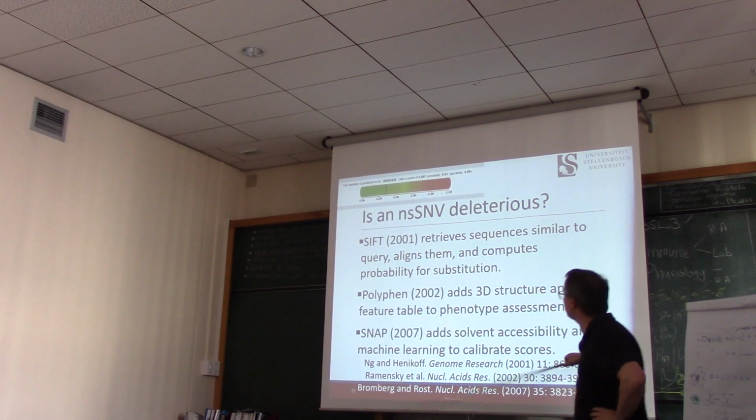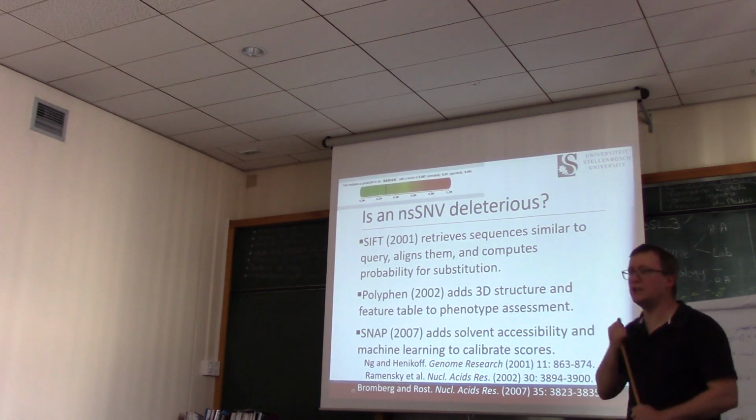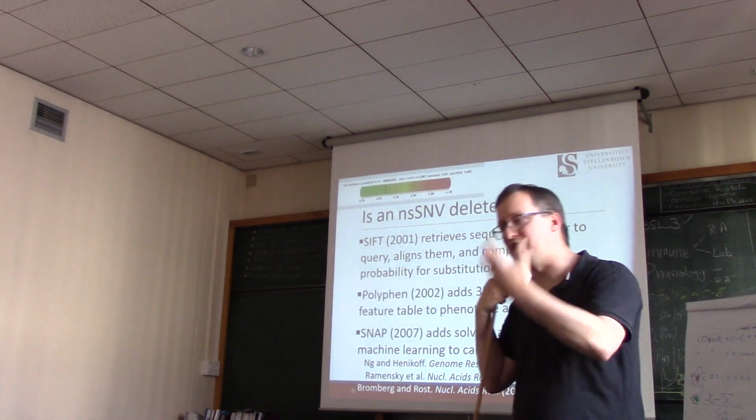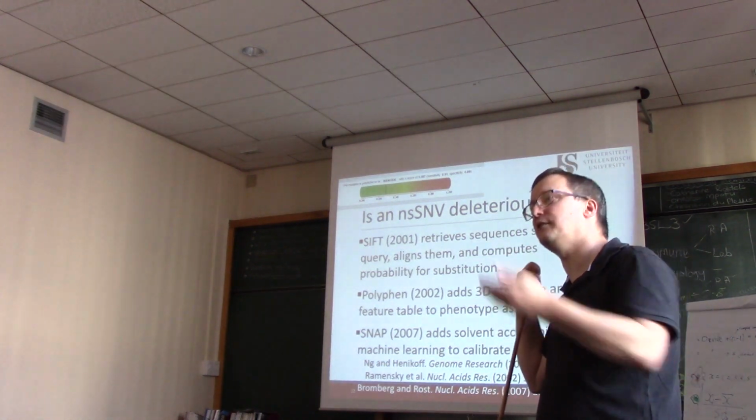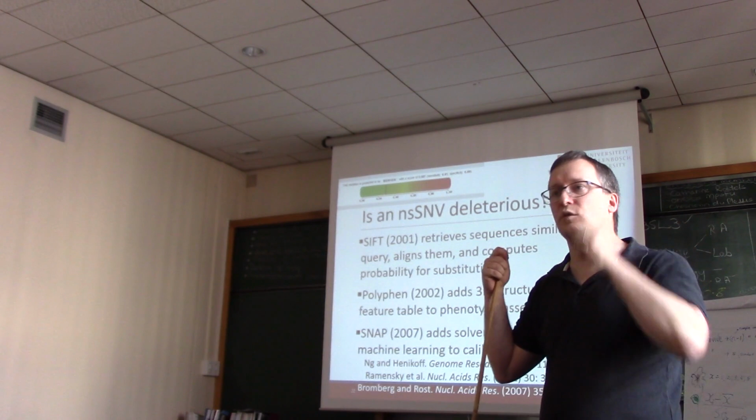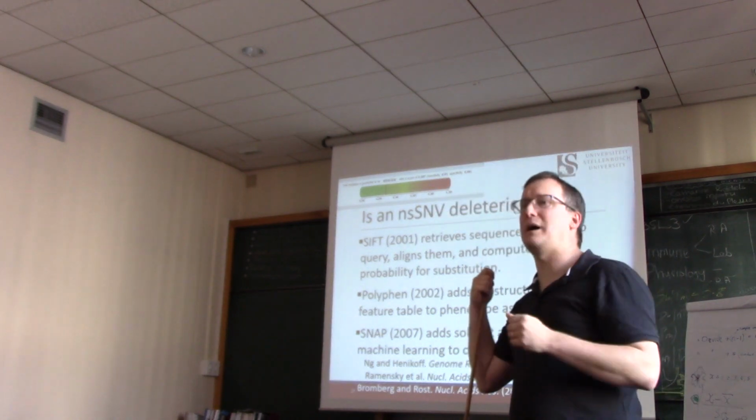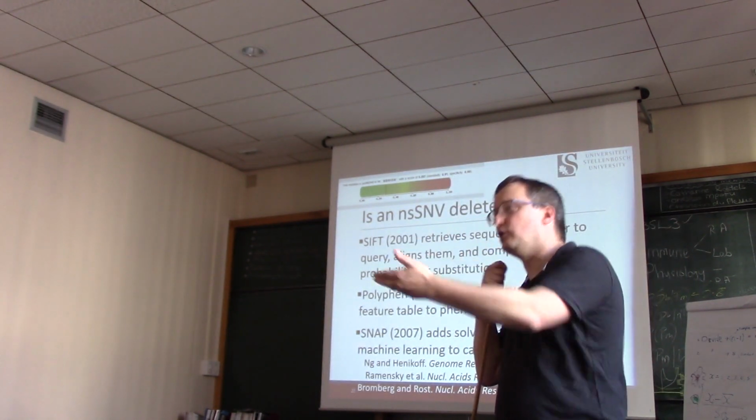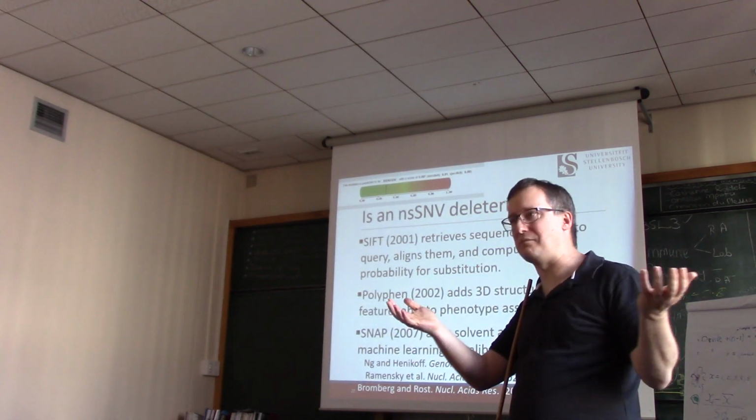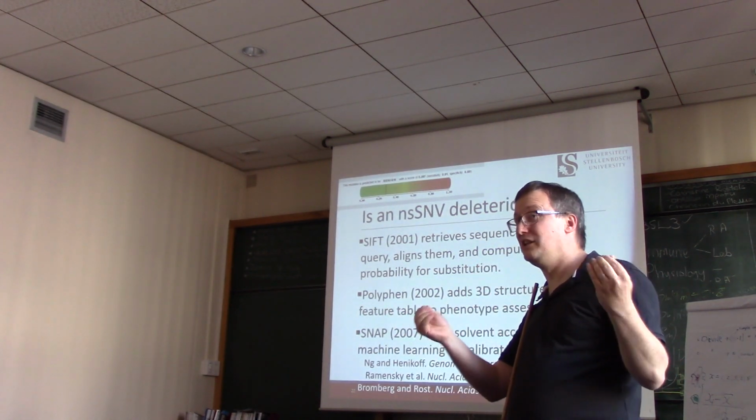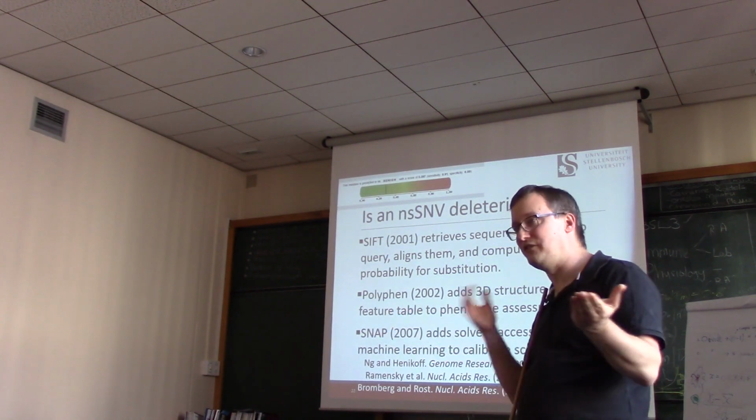So SIFT was published back in 2001. Its job is then to retrieve a whole bunch of sequences like this one and ask how frequently this letter is allowed at that position. So if 50% of the human population has this other letter at that position and the other 50% has a second letter at that position, obviously you can live quite happily with that sequence variant.